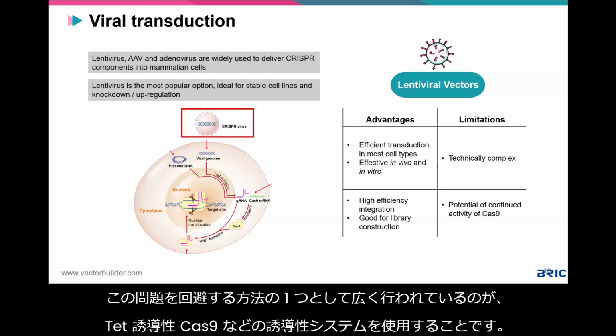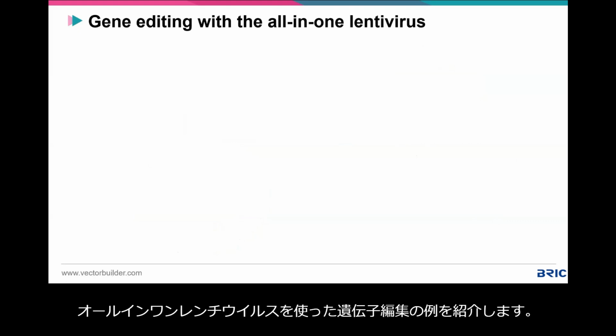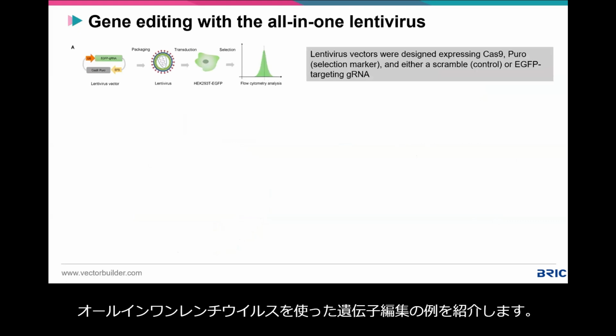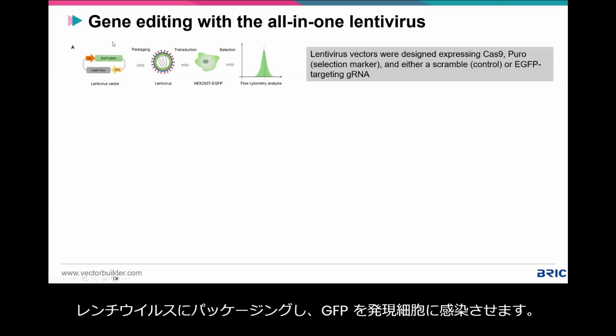So one way around this, what a lot of people do, is to use an inducible system, like a TET-inducible Cas9, where the expression of Cas9 is not always on. And I want to show you an example of gene editing with all-in-one lentivirus. Here we have an all-in-one lentivirus with gRNA targeting GFP and Cas9, which is packaged into lentivirus, and then cells expressing GFP are infected with the lentivirus.